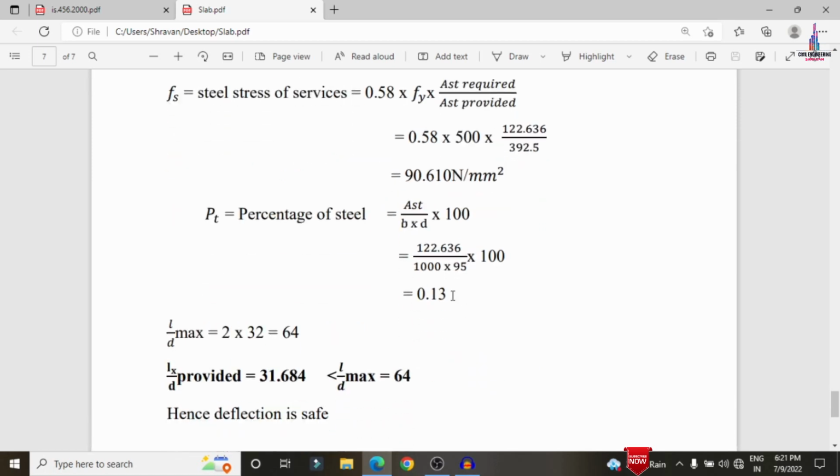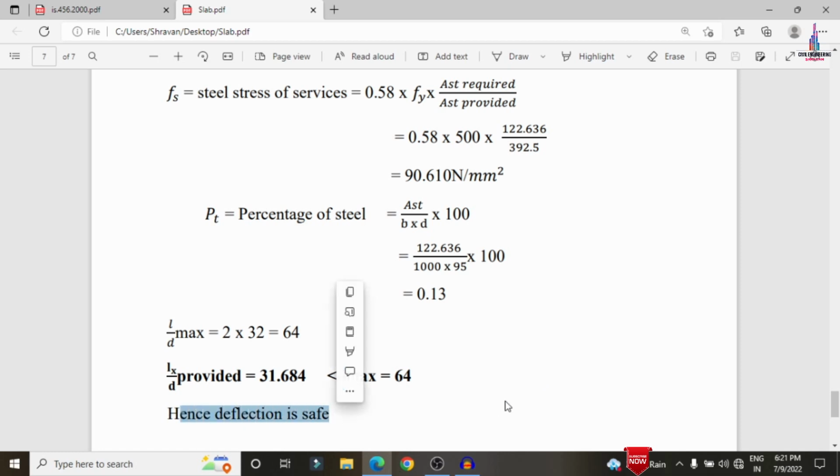So for L by d maximum, we substitute this value. For this particular value of Fs and PT, the value of the modification factor is 2. So L by d max equals 2 into 32, so that we get approximately 64. L by d provided equals 31.684, which we got here. The value of L by d provided is less than L by d max, which is 64. So in this case the deflection is safe for the particular slab section.